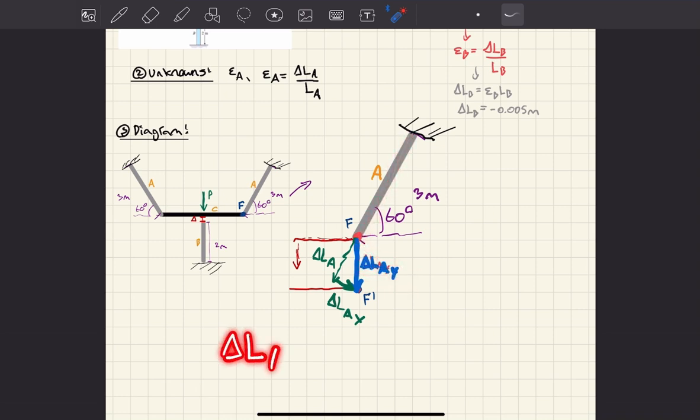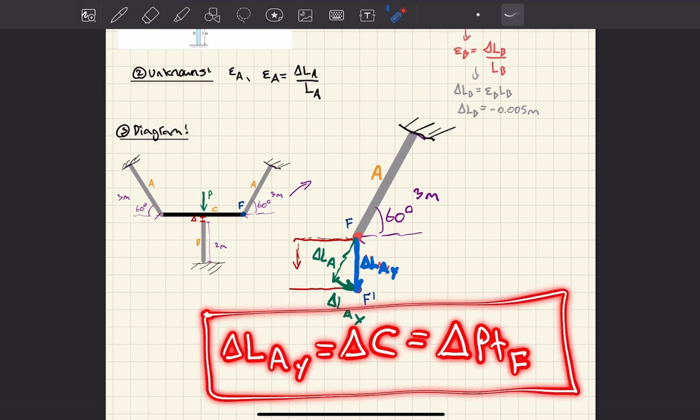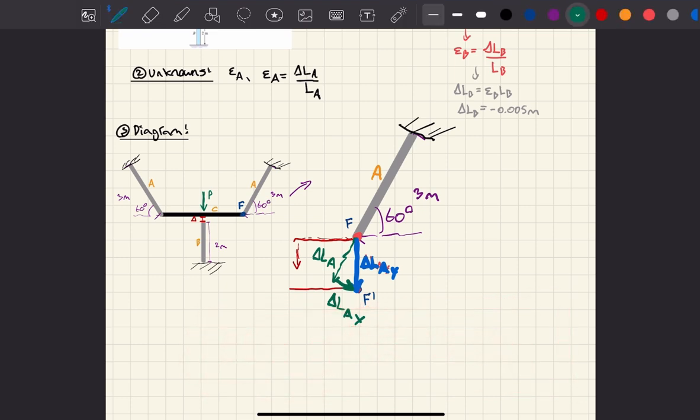So the y component of the change in length of bar A is equal to the displacement of bar C, which is equal to the displacement of point F, right? I'm going to stick to one of them from now on. Let's pick this one, because I think it makes the most sense. Remember, they're all equal. If this confuses you, just think of it as the displacement of the entire bar, or the displacement of point F. I think that's the easiest way to think about it.